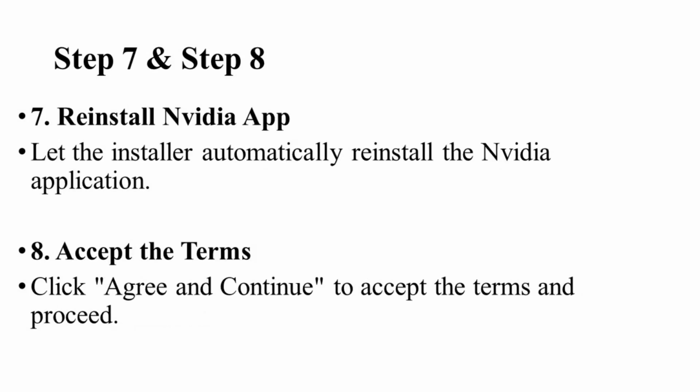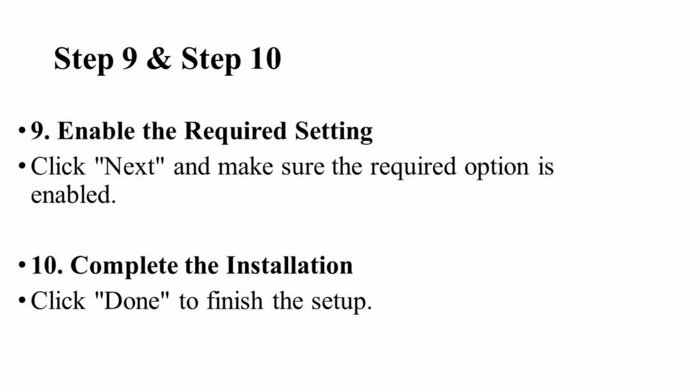So allow the installer to automatically install the latest version of the NVIDIA app, and then you gotta accept the terms. So click agree and continue to accept the terms and move forward. Next, you gotta enable the required settings. So proceed by clicking next and ensure the necessary settings are turned on before moving ahead. Then you gotta finish the installation. So press done to successfully complete the installation.